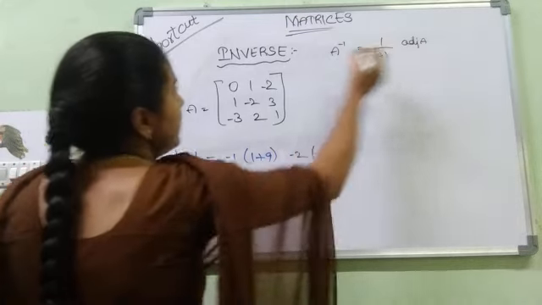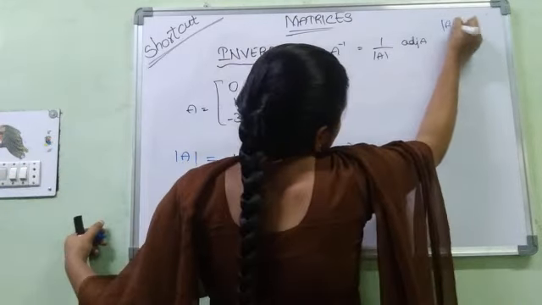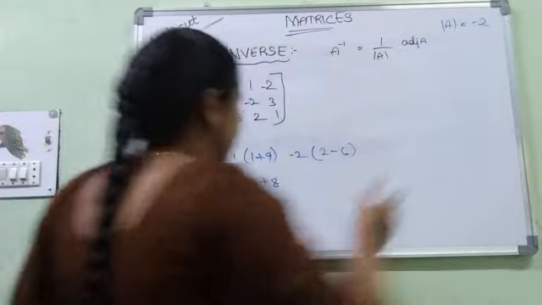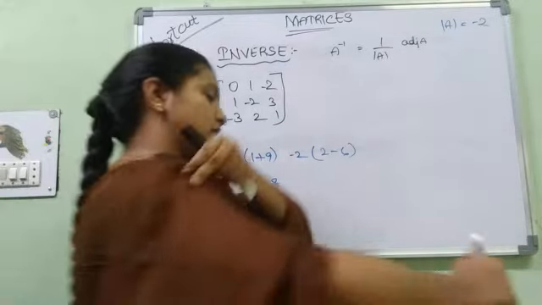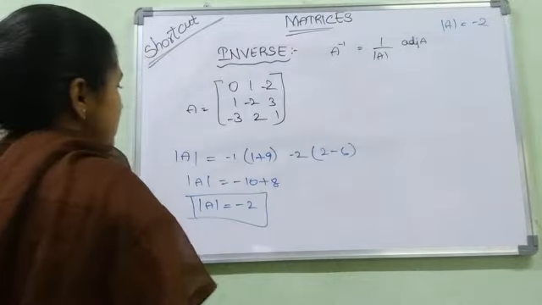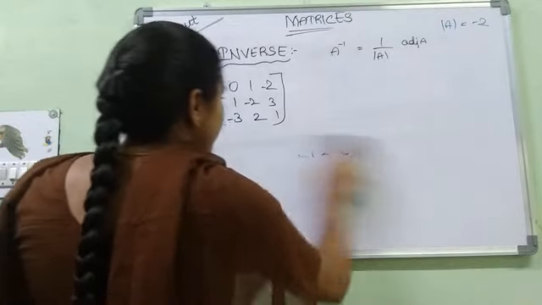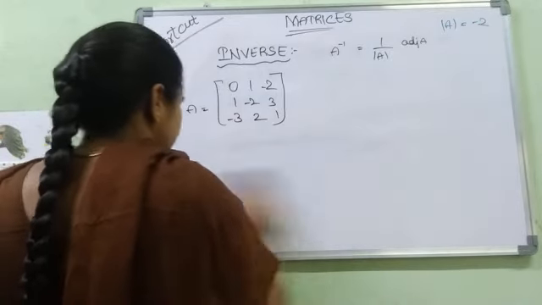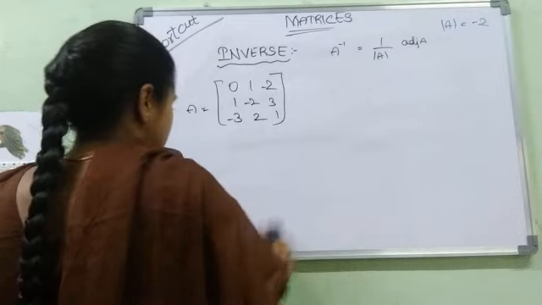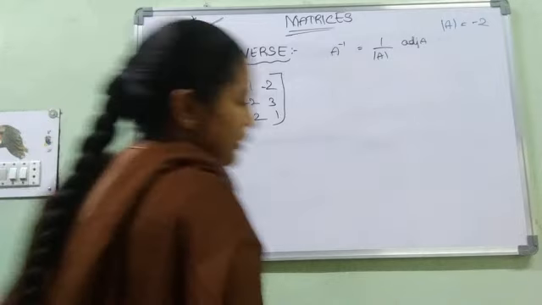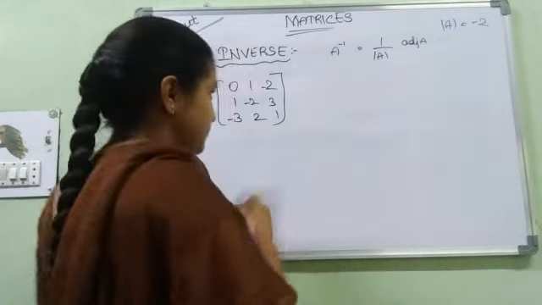Just keep it in your mind. Det A is equal to minus 2. Okay, you have understood how to find that now. Now let's find adjoint A, which will be easier for you to find. Just listen carefully. You are able to know how to find it.